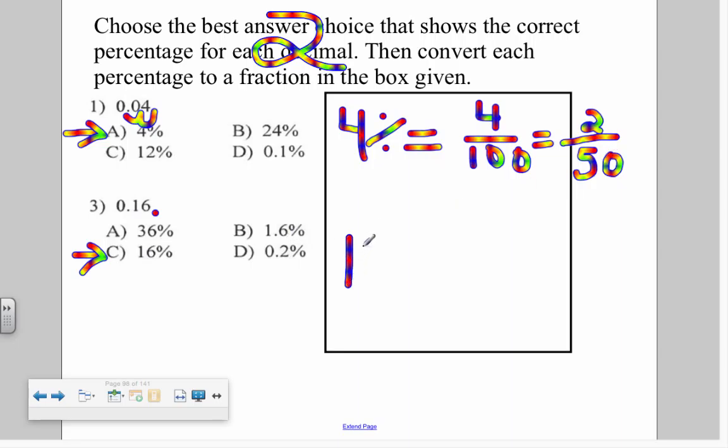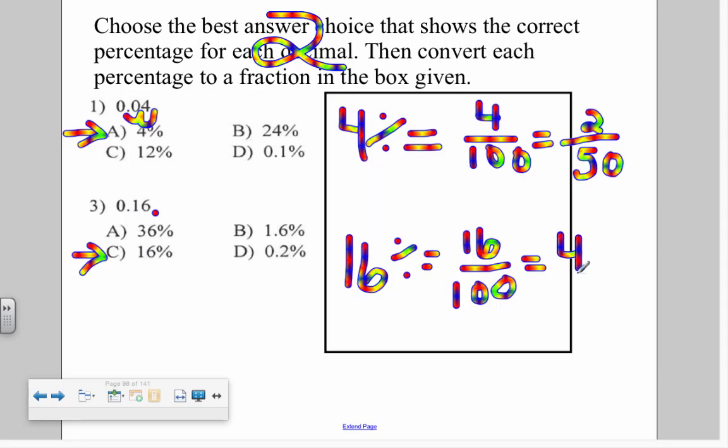This one was 16%. My decimal, remember, was 0.16, making that 16 over 100. And I could divide both of those by 4. 16 divided by 4. 1, 2, 3, 4, 5, 6, 7, 8, 9, 10, 11, 12. 16 divided by 4 is 4. 100 divided by 4, think of quarters, is 25.